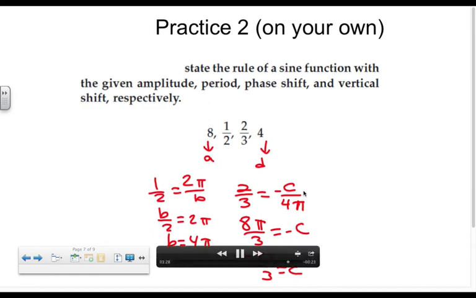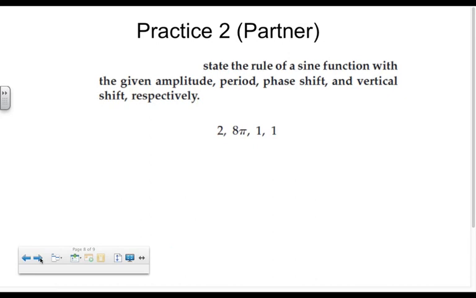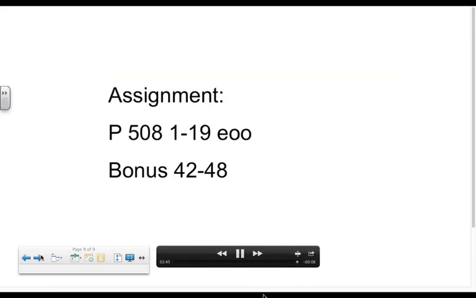Then we plug them all into the formula. So I get 8 sine 4 pi t minus 8 pi over 3 plus 4. We're not doing this one. And there's your assignment.